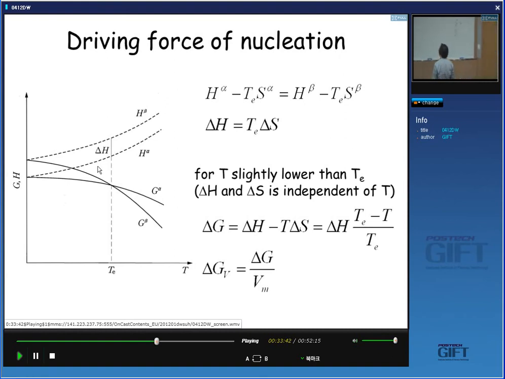In this case, the driving force for the precipitation of alpha from beta is given by the change in enthalpy, the change in entropy, and the temperature. And from this equation, you can convert the change of entropy. It is not that difficult, so I think you can derive it, okay? So this is the molar value. When you want to convert to a volumetric value, you have to divide delta G by the molar volume.